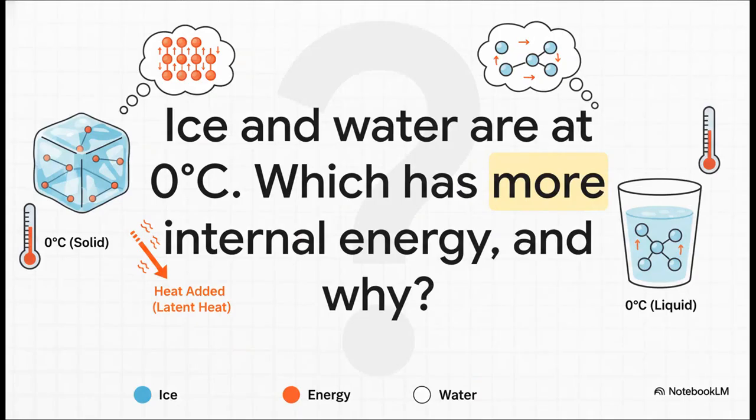Okay, to finish off, here's a little puzzle to really test your understanding. Imagine you have an ice cube and a glass of water, and they are both at exactly 0 degrees Celsius. Their particles have the same average kinetic energy, right? But which one has more total internal energy? Think about the bonds. Think about the potential energy. Which one had to absorb all that hidden latent heat just to get to where it is? That's your clue. Good luck with all your revision.